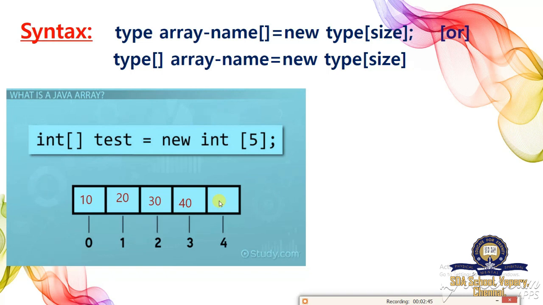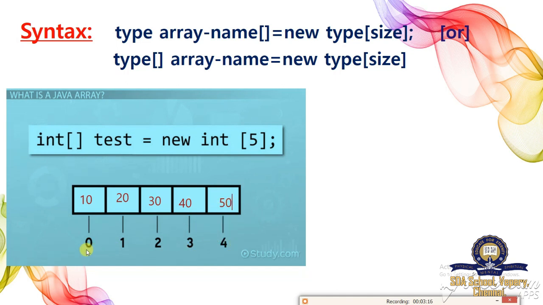See here, all these elements have the same type, that is what? Int, but they have the common name. All elements have the same data type integer, and the common name is what? Test. But it has different subscripts. The first element is stored in subscript 0, second one in subscript 1, third one 2, fourth one 3, and last one 4.